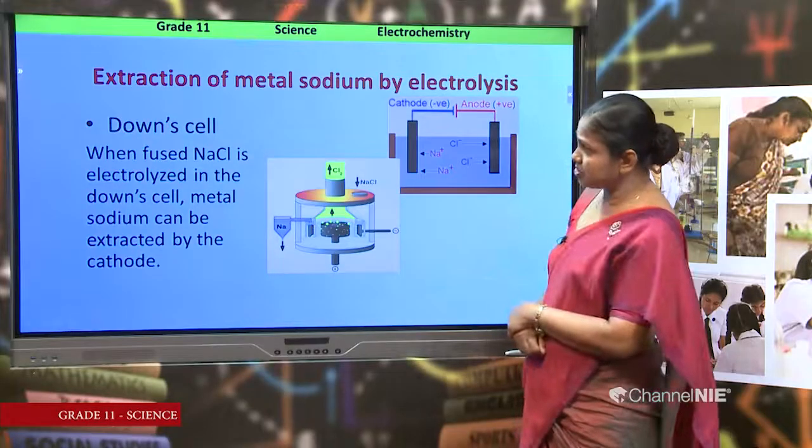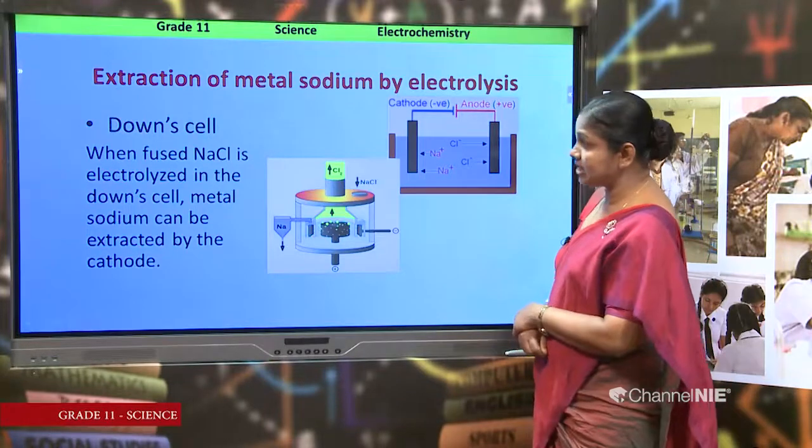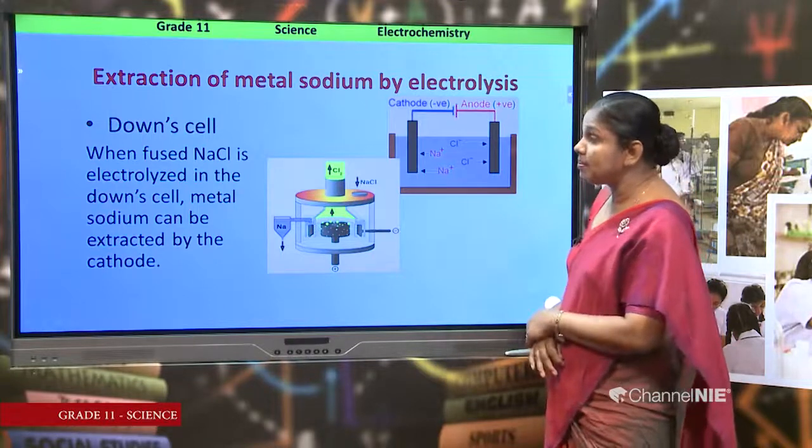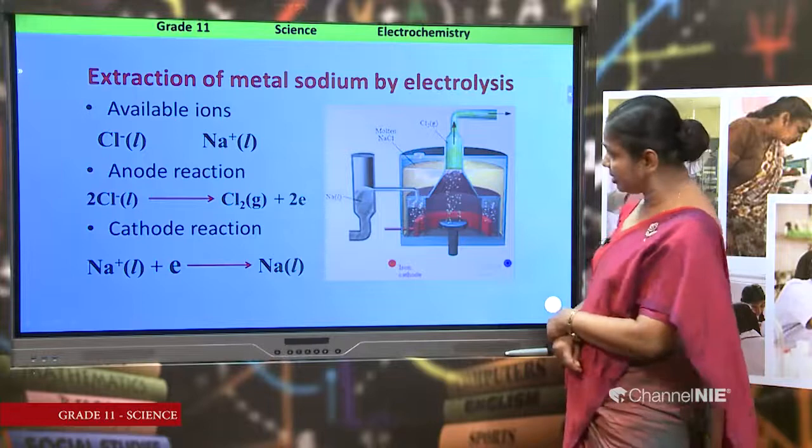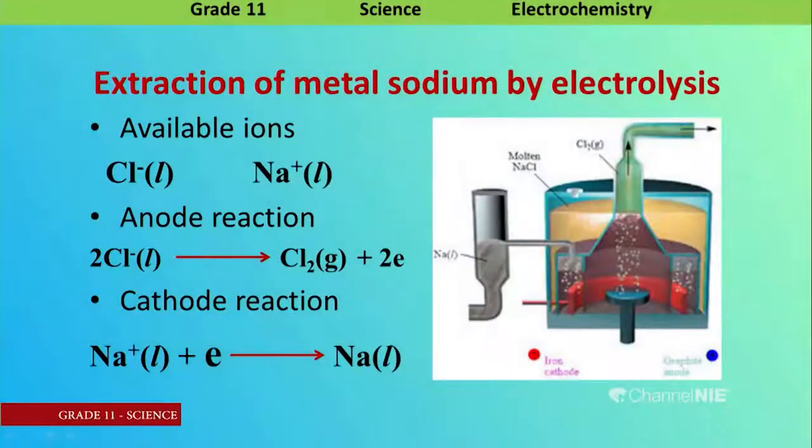Therefore, what is the Downs cell, children? When fused sodium chloride is electrolyzed in the Downs cell, sodium metal can be extracted at the cathode. Here you can see another picture of the Downs cell. See how the chlorine gas is emitted from the anode. It can be taken out separately by this method, right? And there's a steel diaphragm, a steel mesh, around the anode. This is a cylindrical structure, children. So, at the corner, the cathode is placed, and from the cathode, molten sodium metal is extracted out, right? In this manner, sodium metal is extracted.